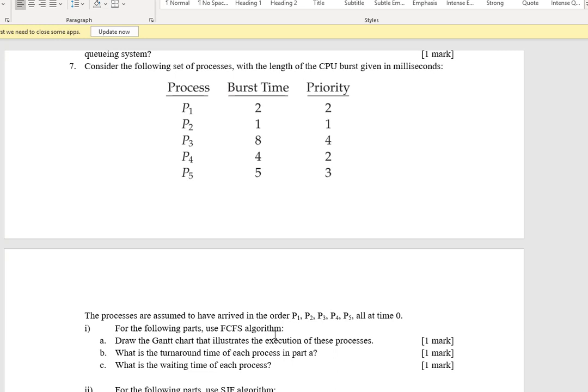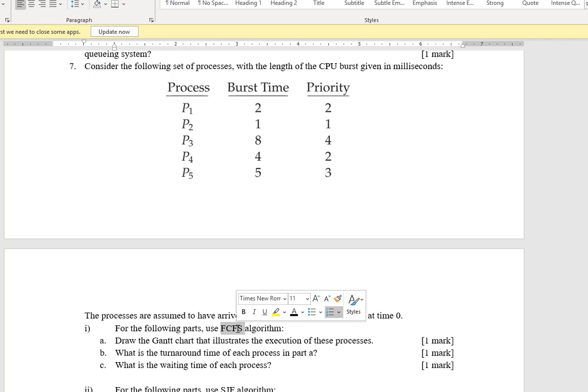So if we are going to consider the first come first serve algorithm, then we should consider P1, then P2, P3, P4, and at the end P5. Now in first come first serve, we are not going to consider the priority. Many students started with P2 because they thought priority comes first. But this is first come first serve, so we will ignore the priority. We will always start with P1, then P2, and so on.